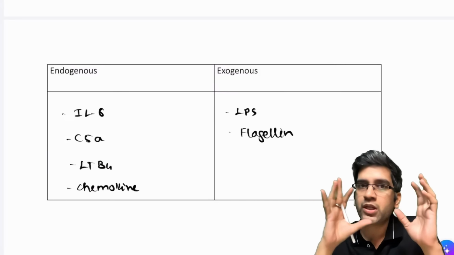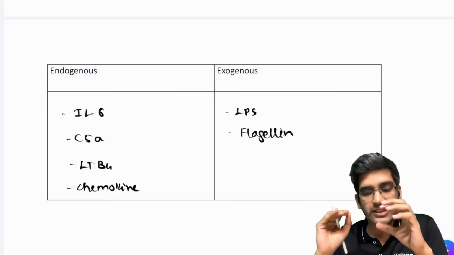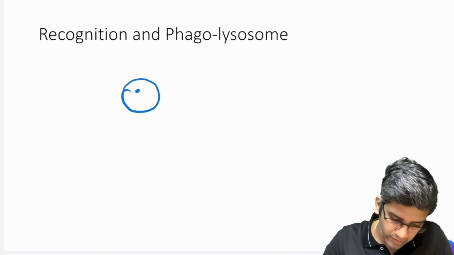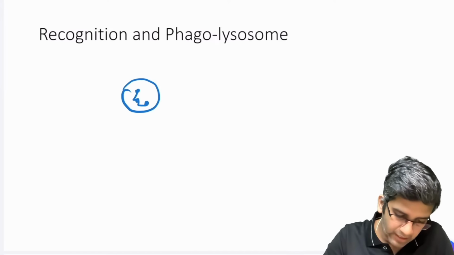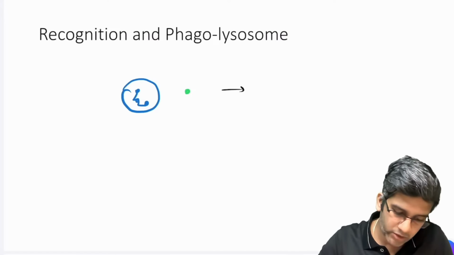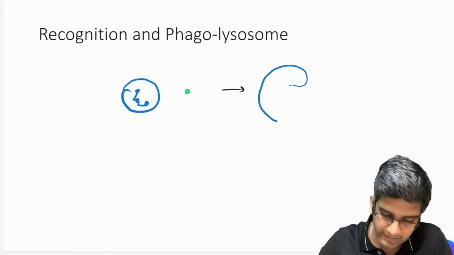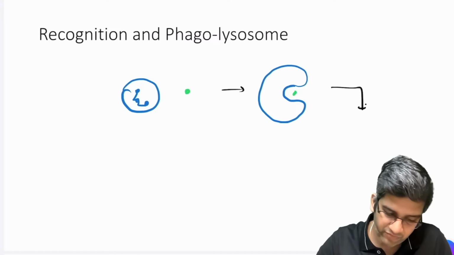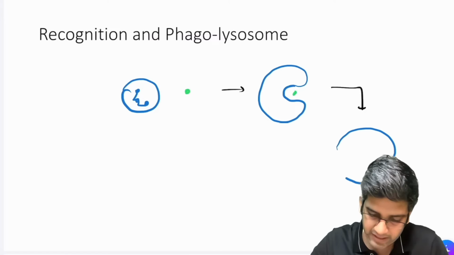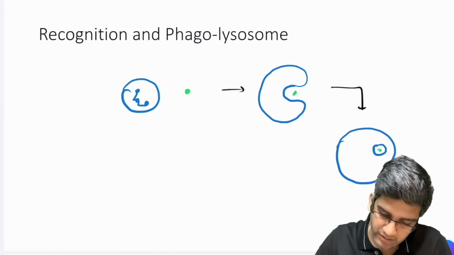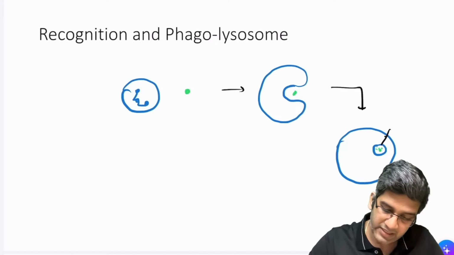You know endogenous, we know exogenous. Now, the next step is phagolysosome formation. The WBC came here with lots of struggle, and I had a bacteria here. What it does, this is going to engulf the bacteria, right? It'll engulf the bacteria. Once it engulfs it completely, it forms a tiny area with the bacteria.